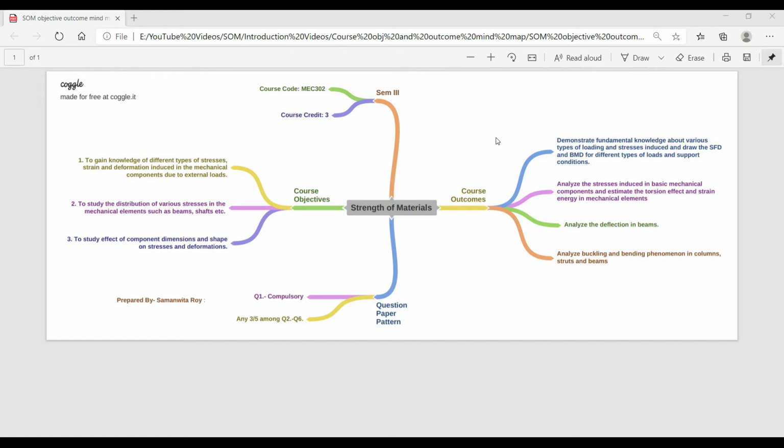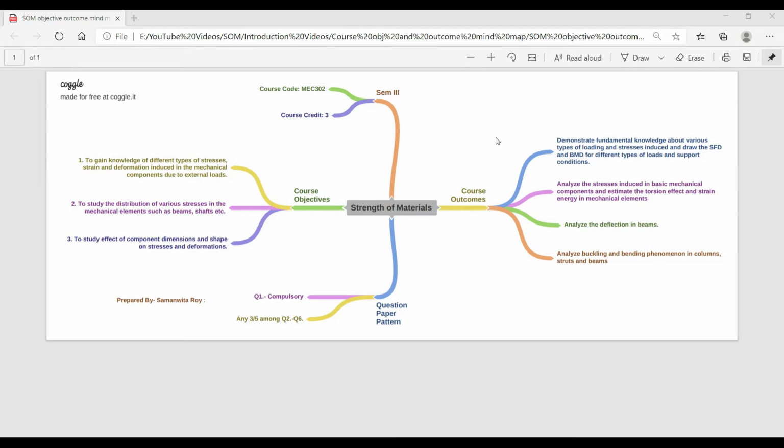The second one is to analyze the stresses induced in basic mechanical components and estimate the torsion effect and strain energy in mechanical elements. Here I have just clubbed up 3-4 modules, so you cannot see a particular outcome written module-wise. You analyze the stresses induced in basic mechanical components like shafts and beams, estimate the torsion effect on a particular shaft, and also calculate the strain energy in the mechanical element.